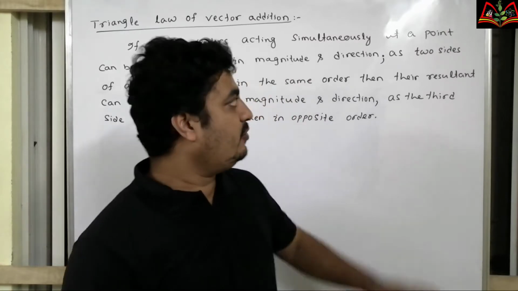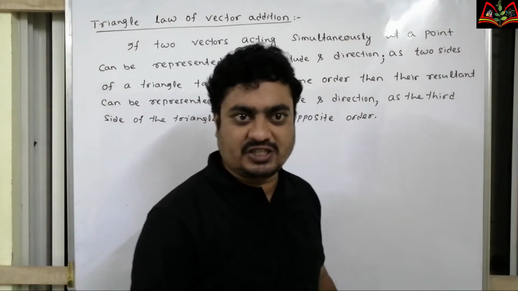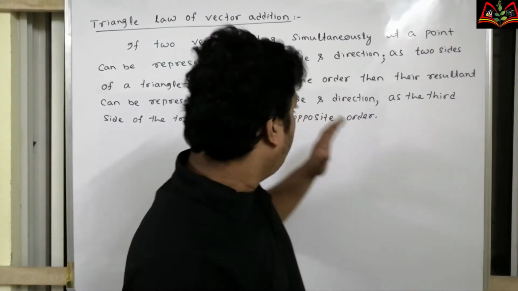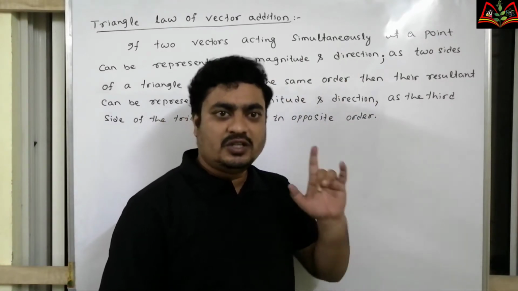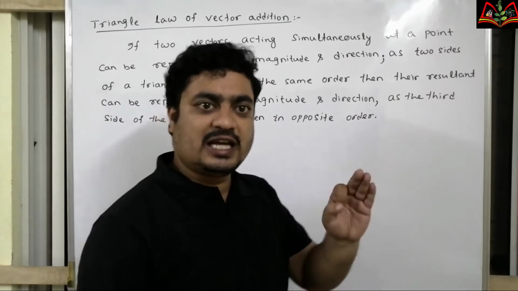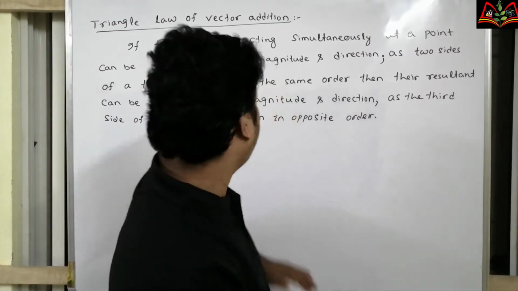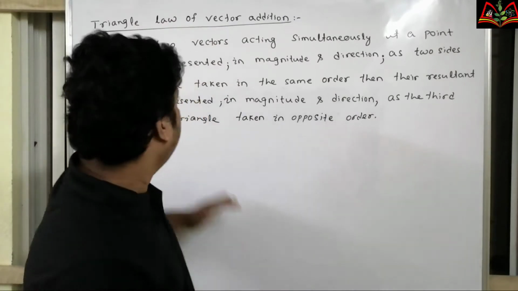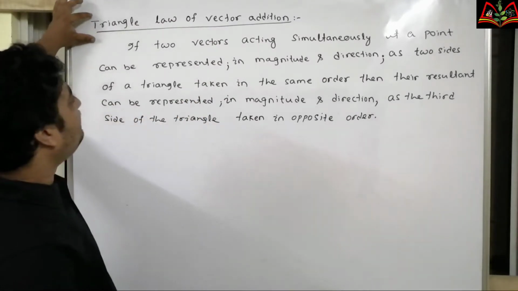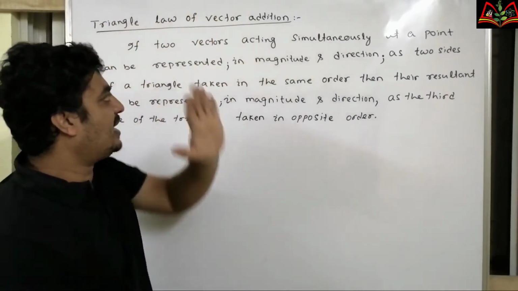Today we will continue the vector addition. We all know that vectors can be added geometrically. There are some laws about vector addition. The first law is the triangle law of vector addition. So, what is the meaning of the triangle law of vector addition?